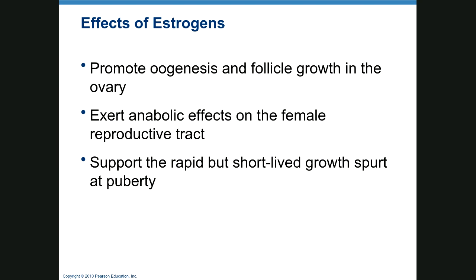Effects of estrogen: promote oogenesis, developing eggs, and follicle growth, and exert an anabolic effect on the female reproductive tract. So women who are postmenopausal may have a lining in the vaginal area that is thin and easily irritated, and that may need to be supplemented. Estrogen supports the rapid but short growth spurt at puberty. So estrogens are going to make you grow, and then it decreases, and then you stop growing.